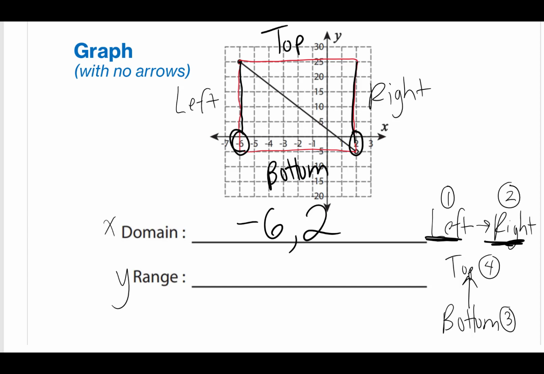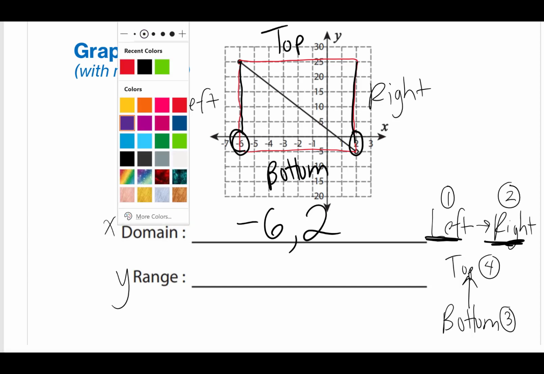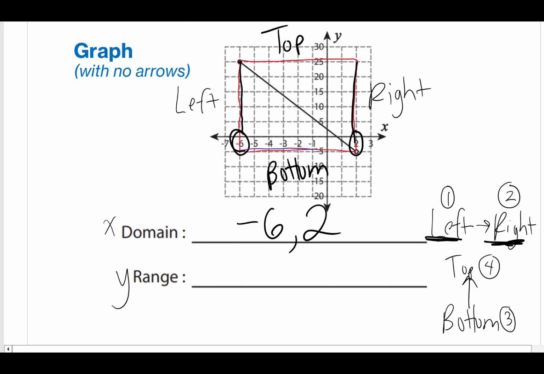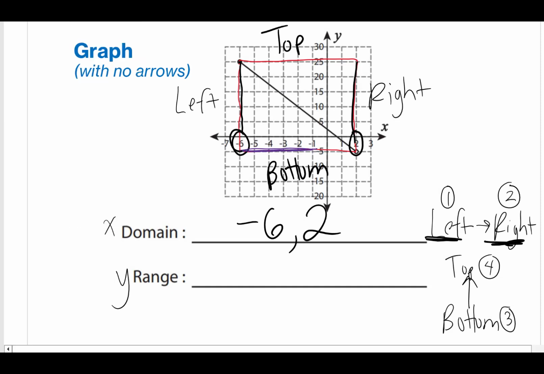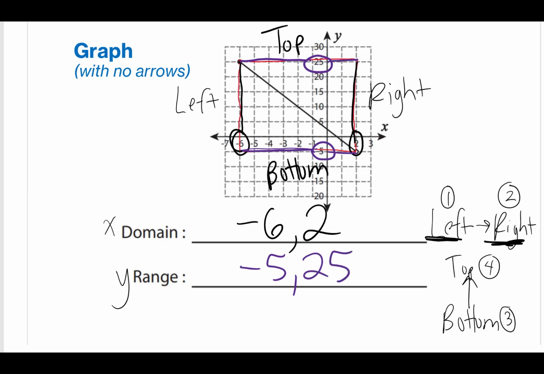Okay, now we're going to do range. I'm going to use purple. So range, the bottom is first, and the bottom is touching -5, and then the top is touching 25. Okay, so that's the first part. Esa es la primera parte. El lado abajo en la caja, right? Abajo es el tercer número, está tocando negativo 5. Okay?